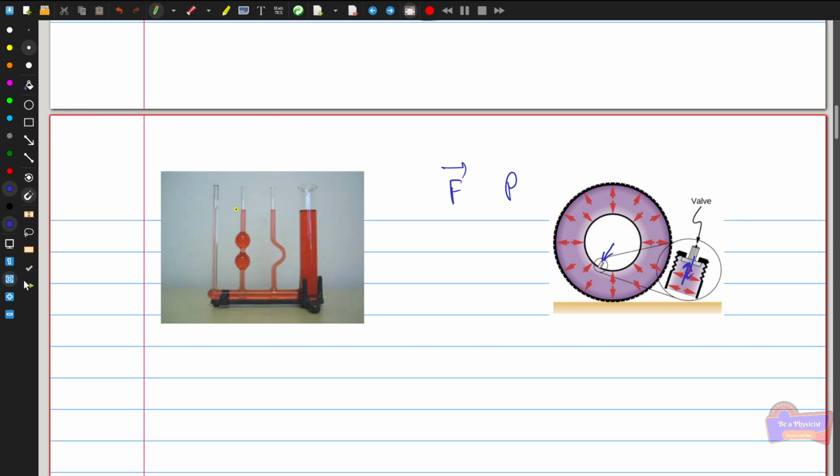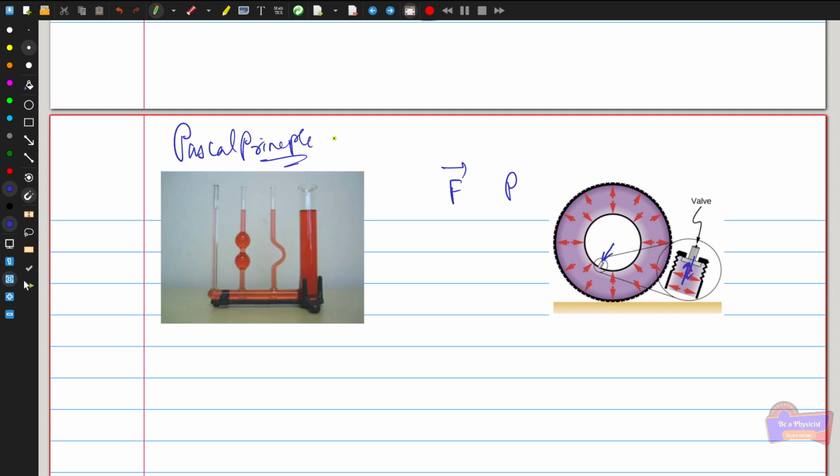Coming back to this picture, which shows that for the same vertical height of a column of any liquid, the pressure exerted remains the same irrespective of the actual mass, weight, or shape of the container. Based on this property, Pascal discussed his results, which he defined using his laws, called Pascal's law or Pascal's principle.